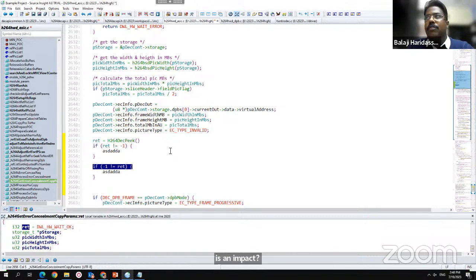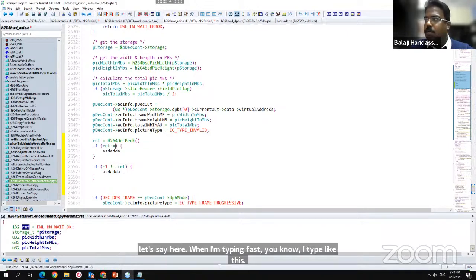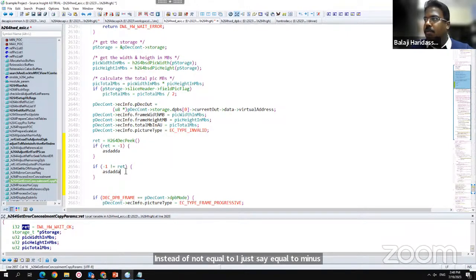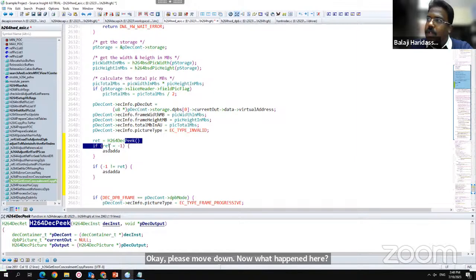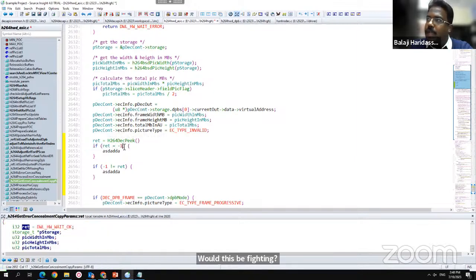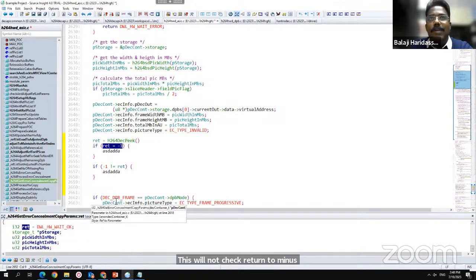Coding standards also consider one more thing. What if people make a typing error? Let's say here, when I'm typing fast, I type like this. Instead of not equal to, I just say equal to -1. I quickly move down. Now what happened here? Will this be failing? This will not check return equal to -1. This will assign -1 to it. Is it clear?